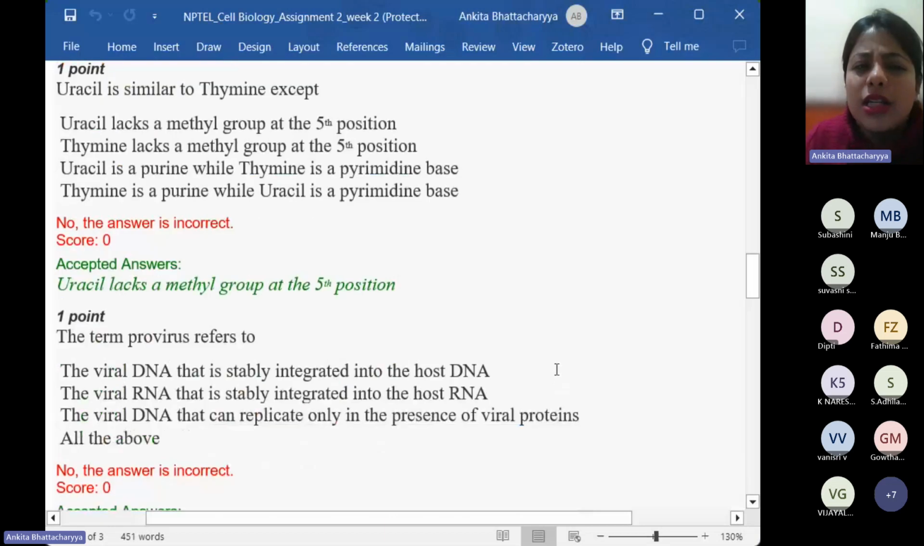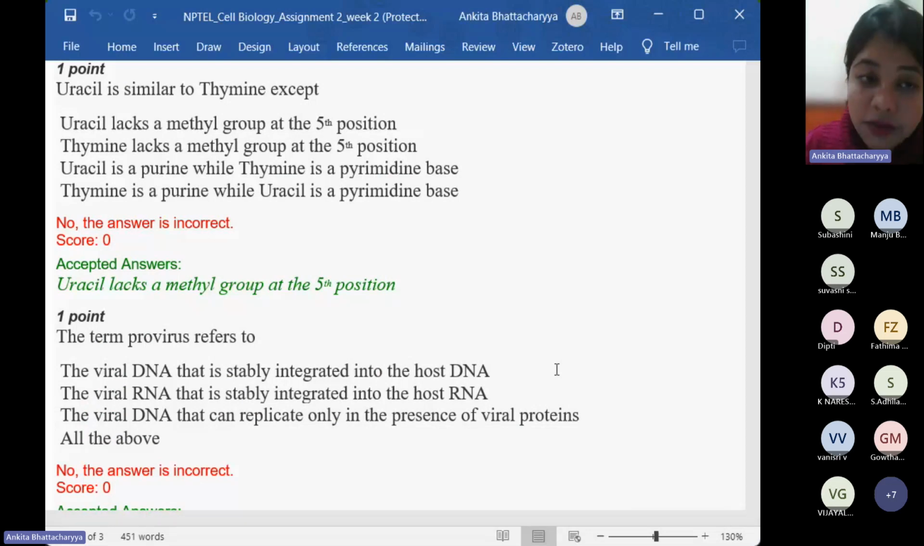Then the next question is a fundamental question. It is something that you would just have to practice and memorize if questions like this come up. It talks about uracil, which is normally a part of RNA, of course. The question here is that uracil is considered to be very similar to thymine, except what is the point of difference? First, uracil lacks a methyl group at the fifth position. Second, thymine lacks a methyl group at the fifth position. Third, uracil is purine, while thymine is pyrimidine. Fourth, thymine is purine, while uracil is pyrimidine base.